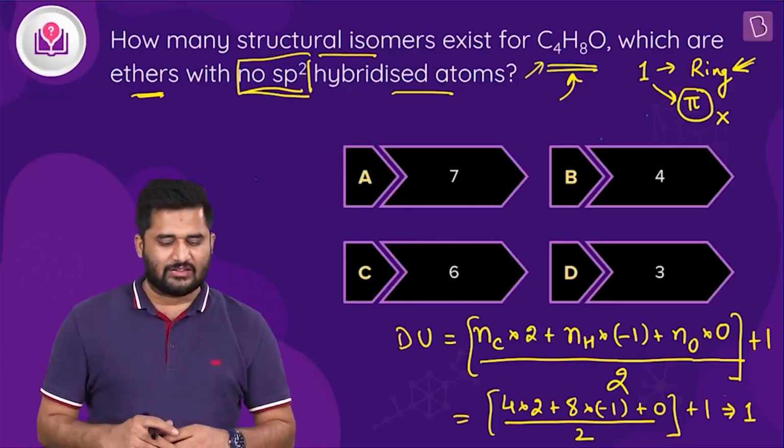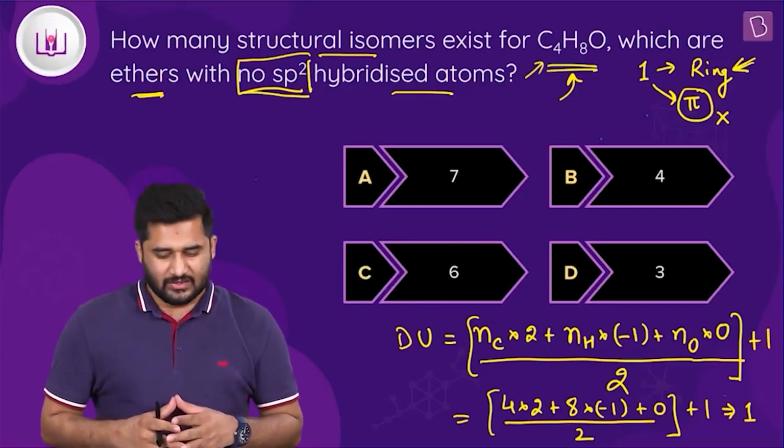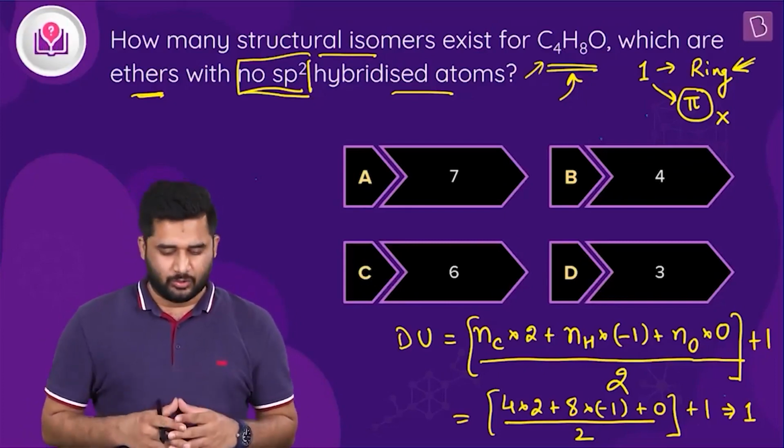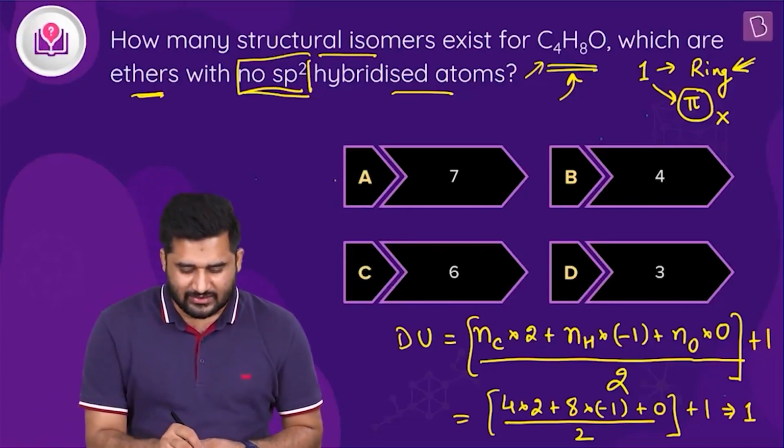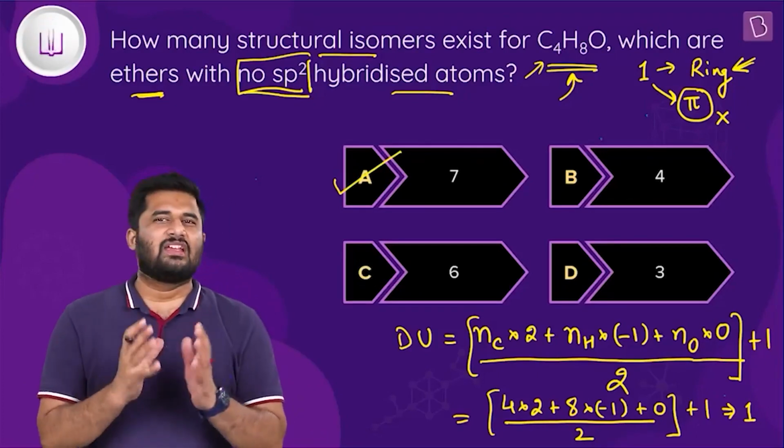All right, so we can say that the number of structural isomers that are ethers with no sp2 hybridized atoms in it is 7, which means option A is the right answer.